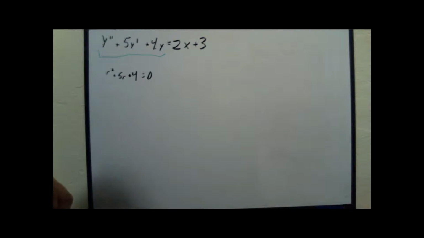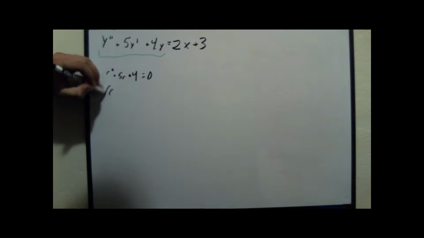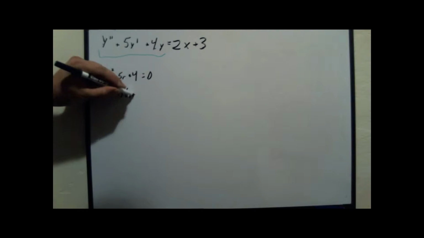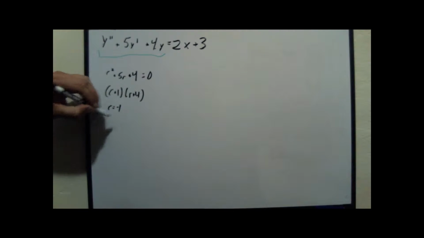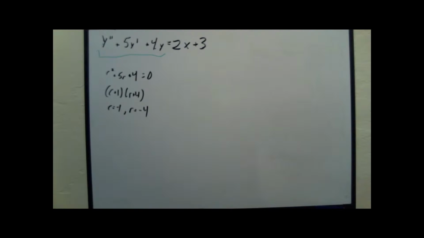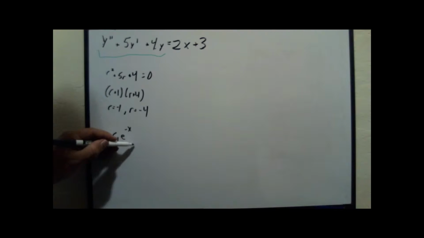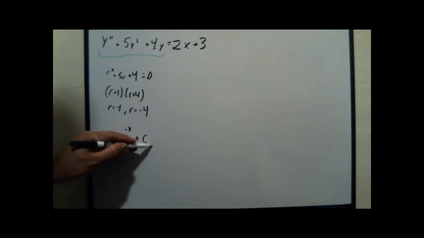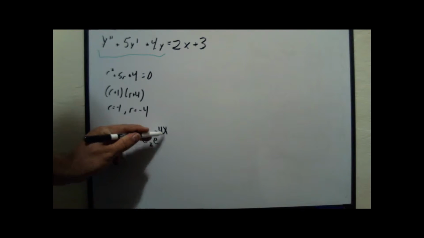And I'm just going to find the factors of this. What multiplies to 4 and adds to 5? I'm going to say r plus 1 and r plus 4, which must equal, r equals negative 1 and r equals negative 4. And I'm going to stick those roots into an equation and say y equals c1 e to the negative x, using a root, plus c2 e to the negative 4x.